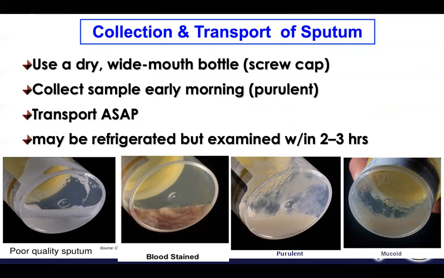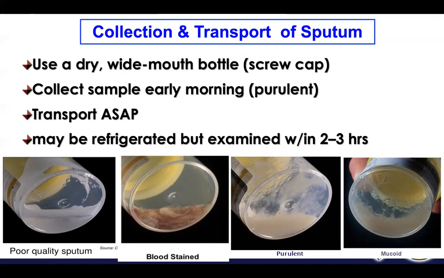Okay. We need a dry, wide-mouth bottle, ideally with screw caps. The best time to collect your samples would be early in the morning, where there's a higher chance of collecting purulent samples. And then, of course, transportation should be done as soon as possible. Usually, collection can also be done within the laboratory premises.